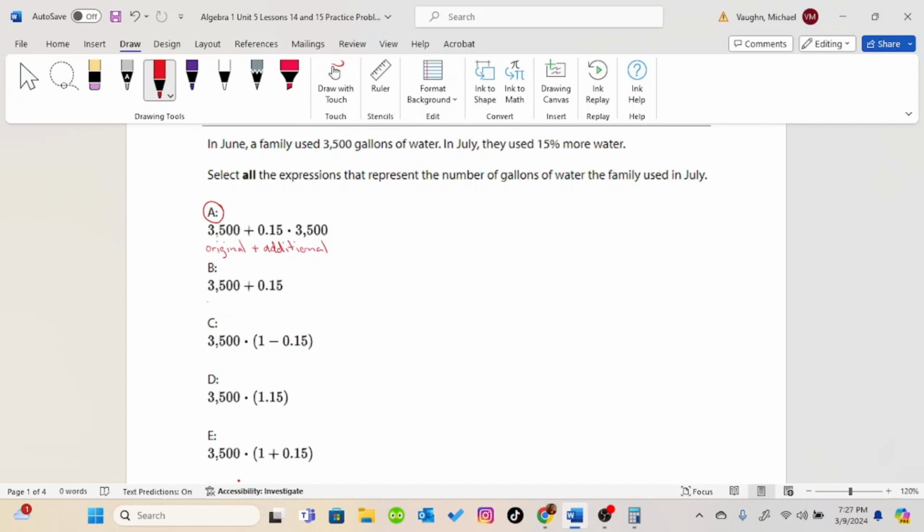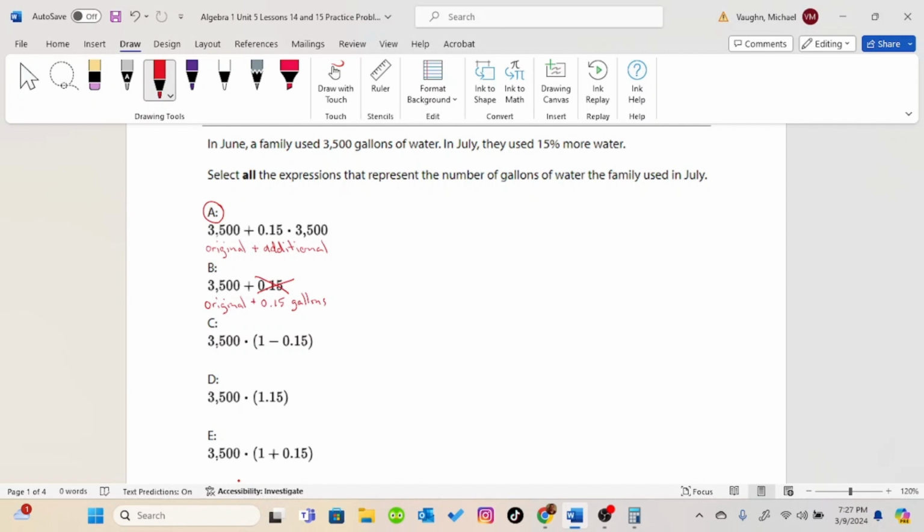On B, we have the original, but then this just adds 0.15 gallons. And that's not what it should be doing. It should be adding 15%. So B is not correct.